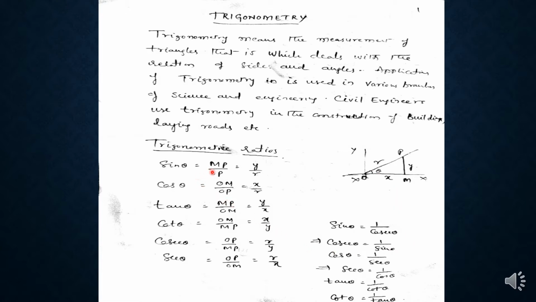And we can see the relation between these 6 ratios. Sin theta is the reciprocal of cosec theta, that is sin theta is equal to 1 by cosec theta, or cosec theta is equal to 1 by sin theta. So sin theta and cosec theta are reciprocals of each other. That means sin theta into cosec theta is equal to 1, or sin theta is equal to 1 by cosec theta, or cosec theta is equal to 1 by sin theta.